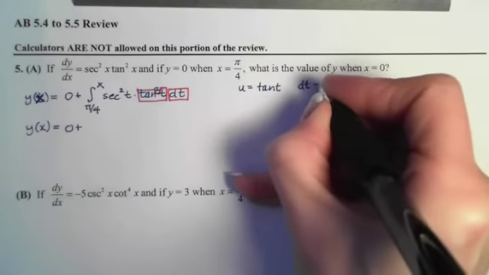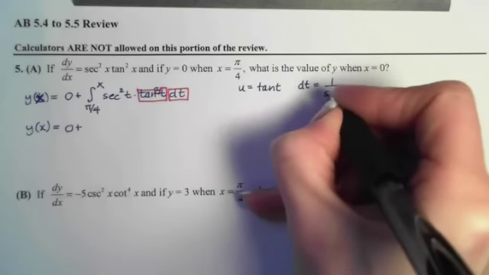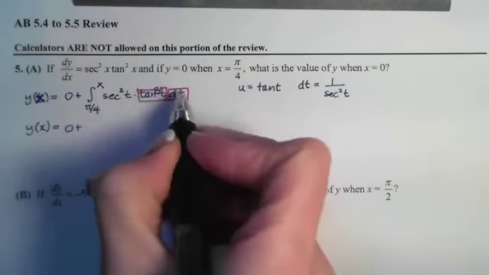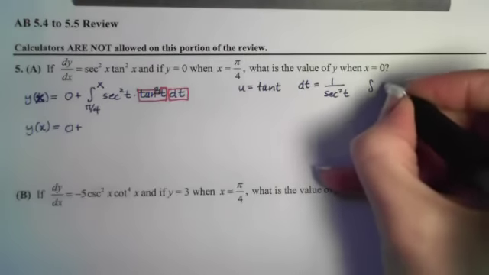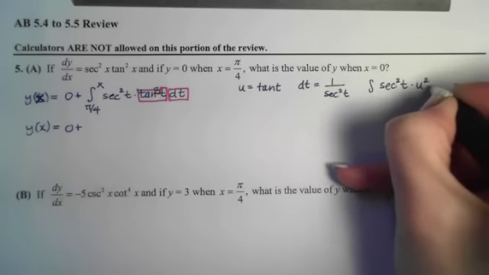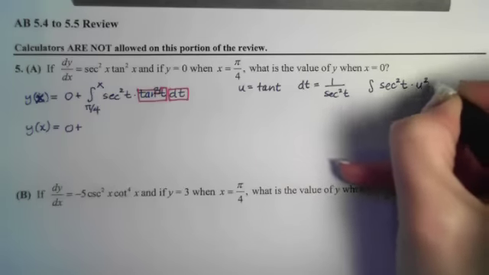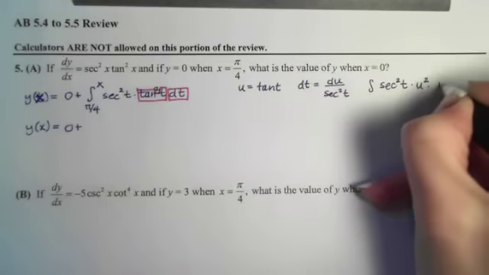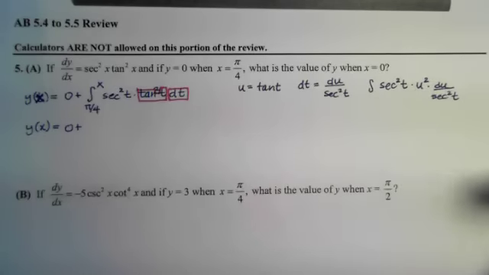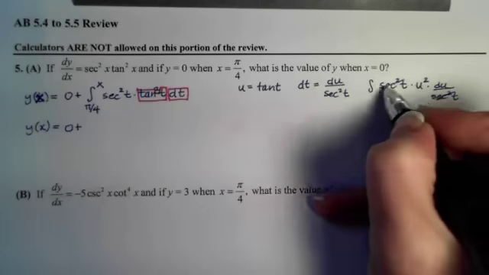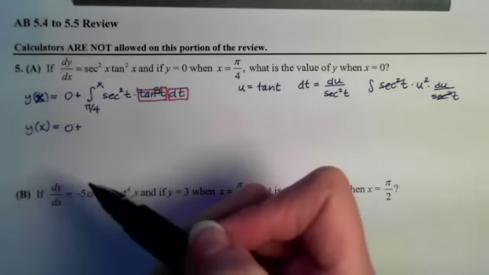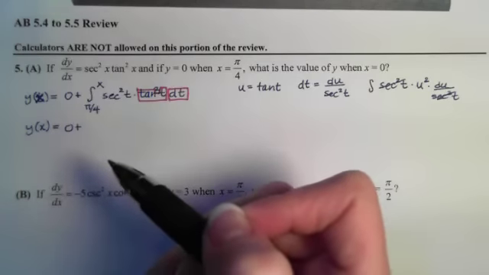So dt is going to be 1 over secant squared of t, which means if I replace my boxes, I'll have a secant squared t times a u squared times a 1 du over a secant squared of t. Notice the secant squareds cancel. And now let's think about the limits. Because I have a definite integral here, that means I can change the limits to u limits.